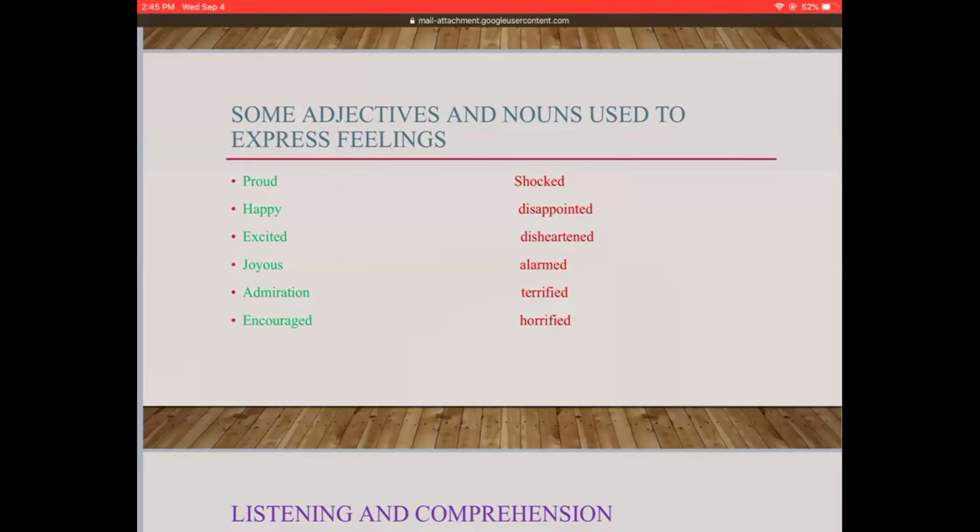Okay, I want to look for someone that has not said a thing, and this falls on Sanders. Sanders, please unmute and read for us these feelings. Just read them out aloud, that's all. The feelings are proud, happy, excited, joyous, admiration, encouraged, shocked, disappointed, disheartened, alarmed, terrified, and horrified. Yeah, thank you so much, Sanders. Those are just examples. And for people that are taking notes, you can just write them.